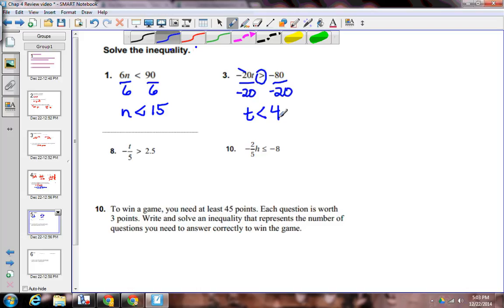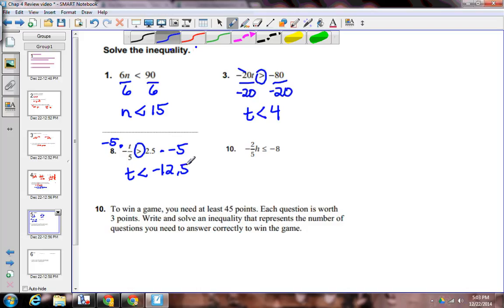And we're done. For number 8, t is really being divided by negative 5. So we need to multiply by negative 5 to solve. When we multiply by a negative number, we also flip it. So I'm circling my symbol to remind me to do that. Now on the left, when we multiply negative 5 times t over negative 5, we will have 1t, which is what we want. Our symbol is flipped, and we do 2.5 times negative 5 to get negative 12.5.